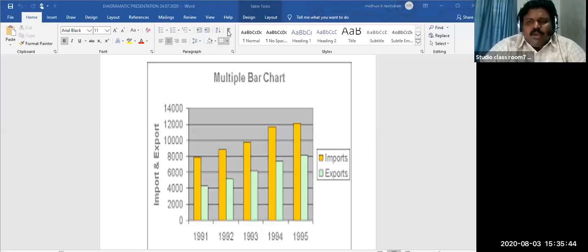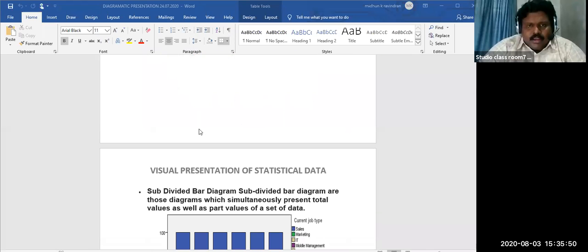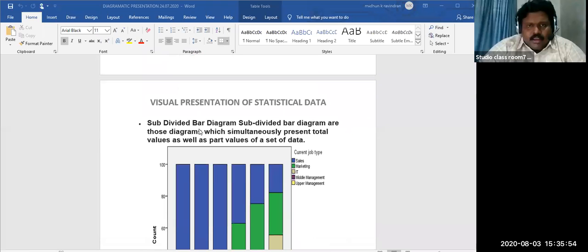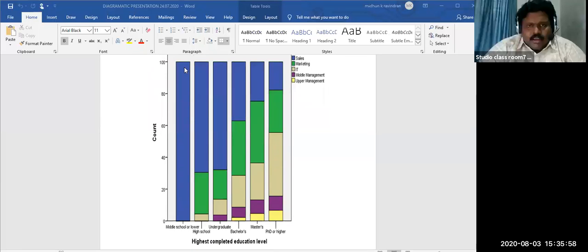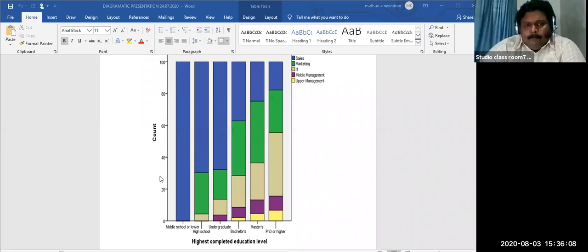It's cleared. And coming to the third one, it's called the subdivided bar diagram. This is the subdivided bar diagram. Within the given data, subsets are there. If within the given data subsets are there, we will use this method. For example, 100 students or 100 people, they completed.